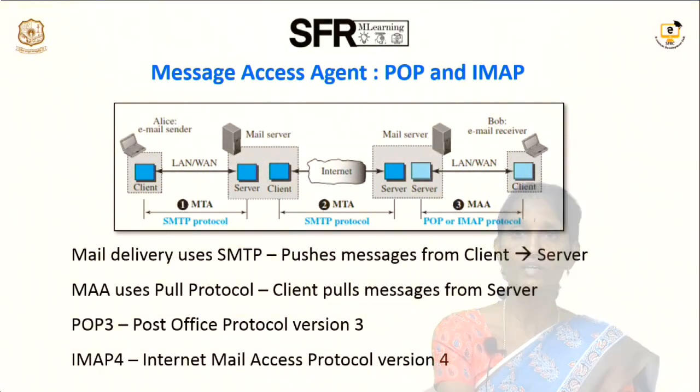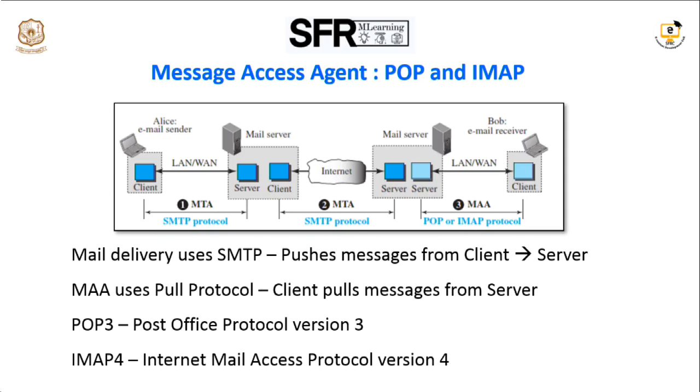And the third one is the message access agent. In the third phase of the mail transfer, we are using 2 protocols, POP and IMAP. In the first 2 stages, mail delivery uses the SMTP protocol. It pushes the message from client to the server, and the MAA, message access agent, will use a pull protocol. The client pulls the message from the server. In this, we are using 2 protocols. Push protocol is SMTP and pull protocols are POP3 and IMAP4.